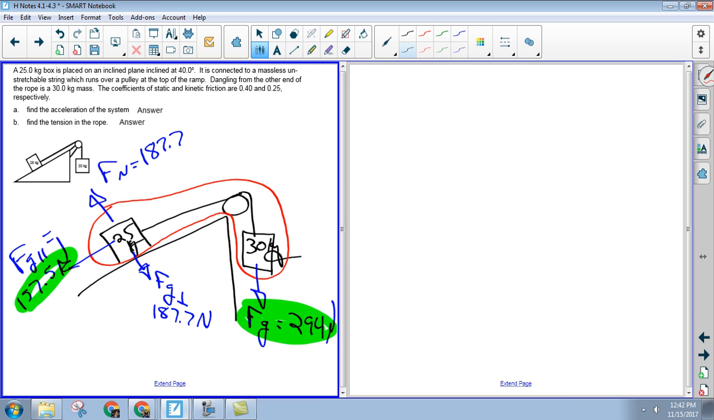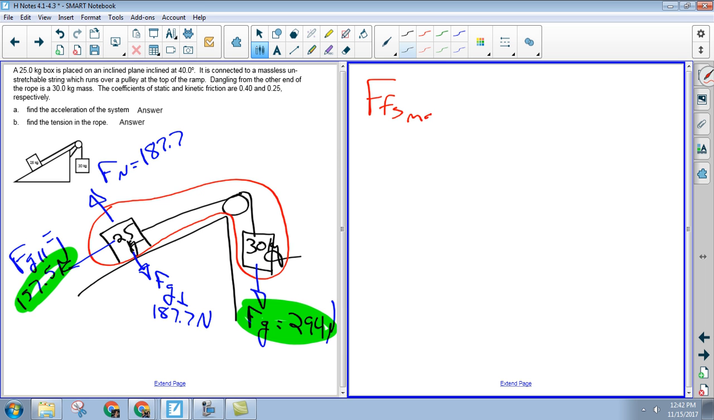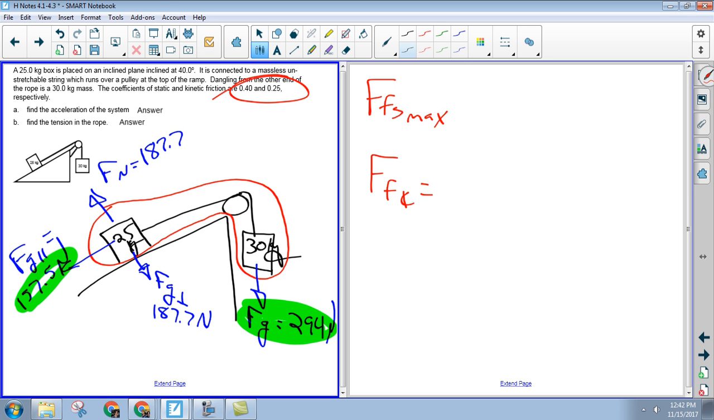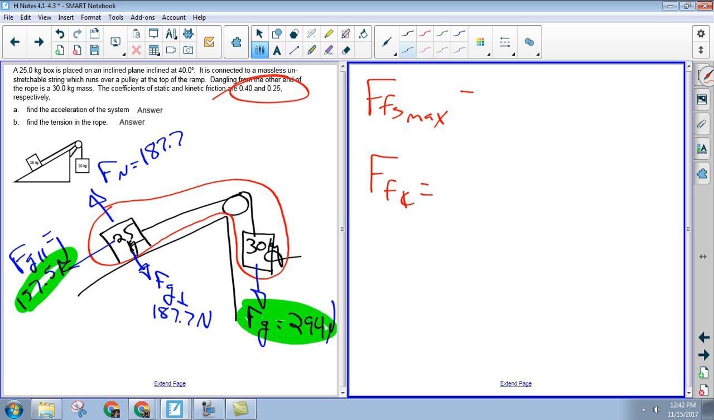At this point, I would take a second and find your FFS max and your FFK. You know your coefficients of friction, and you know your normal force, right? Follow? So we can find those two forces. Your maximum static friction ends up being 75.1 newtons, and your kinetic friction ends up being 46.9 newtons.